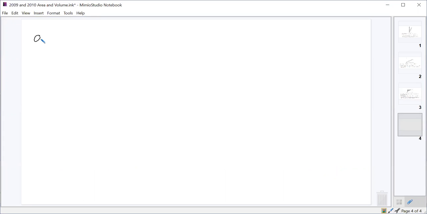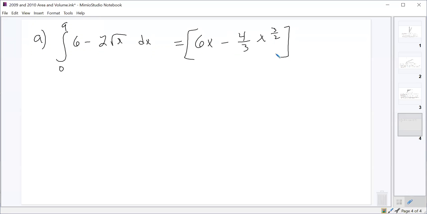So part A, we'll do, let's see, it's an integral from, where was it, from 0 to 9, I believe, of 6 minus 2 root x dx. If we integrate that, we end up with 6x, and then the integral of the root x is 2/3 x to the 3/2, so that'd be minus 4/3 x to the 3/2. We'll evaluate that from 0 to 9, giving us 54 minus 36 minus 0, which is 18.